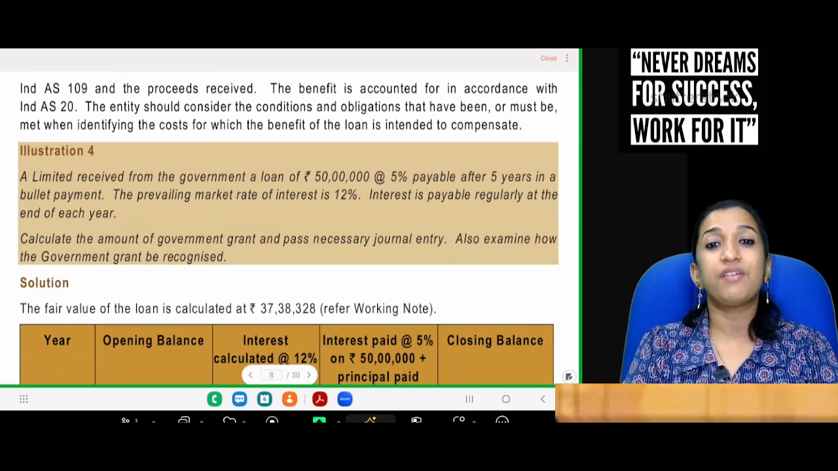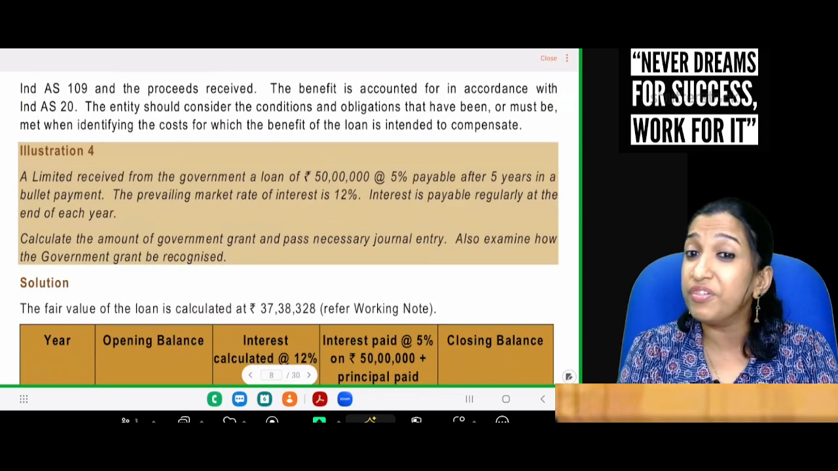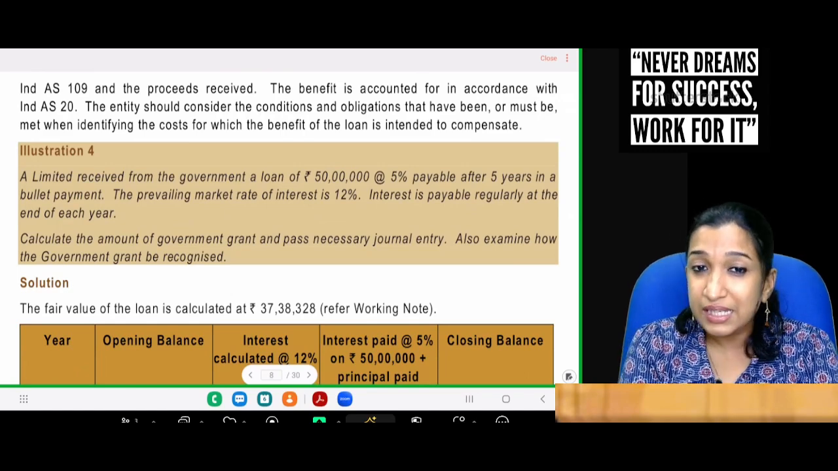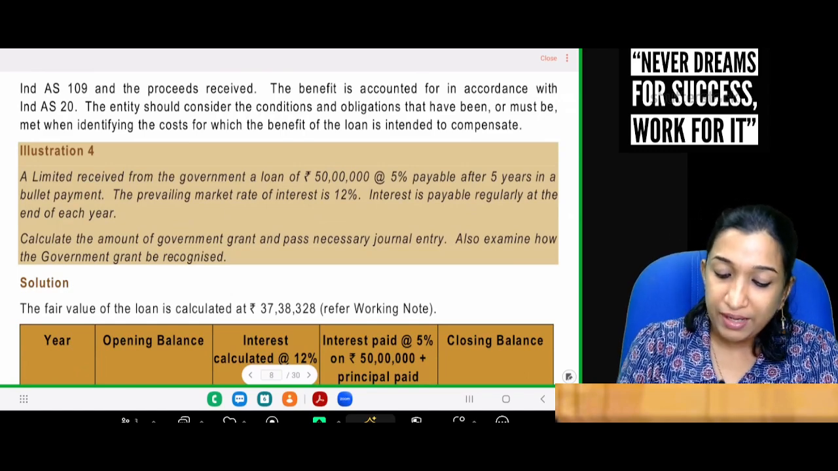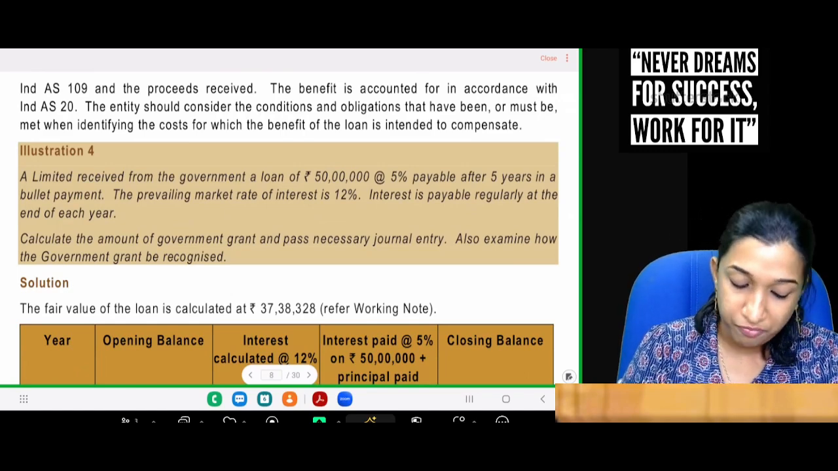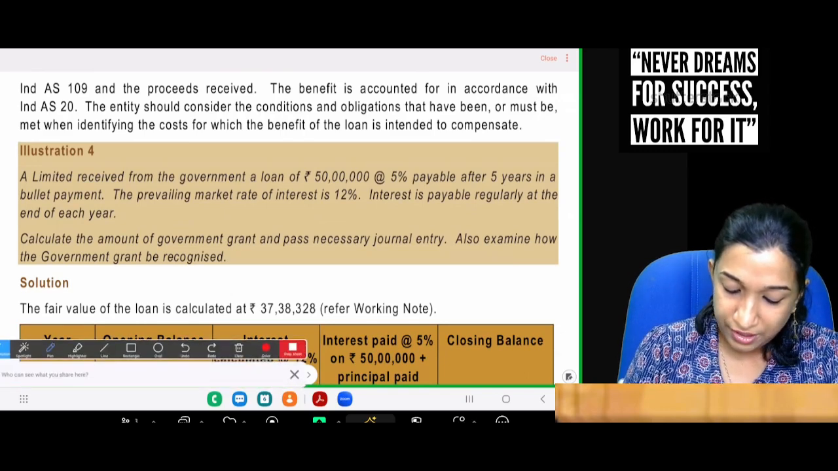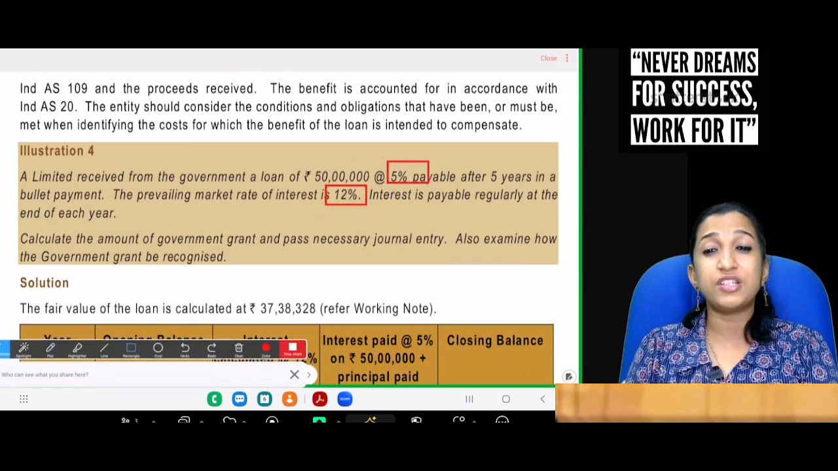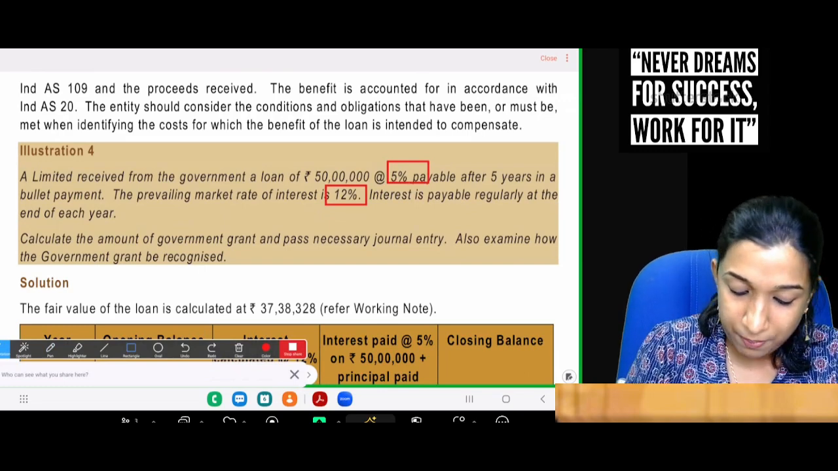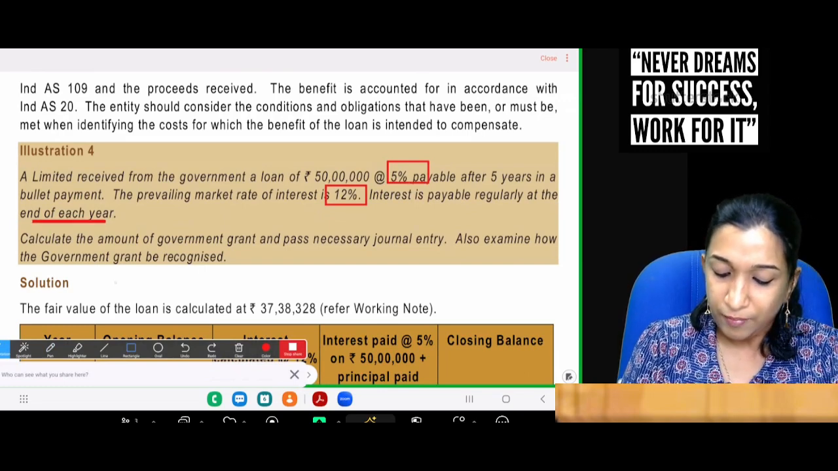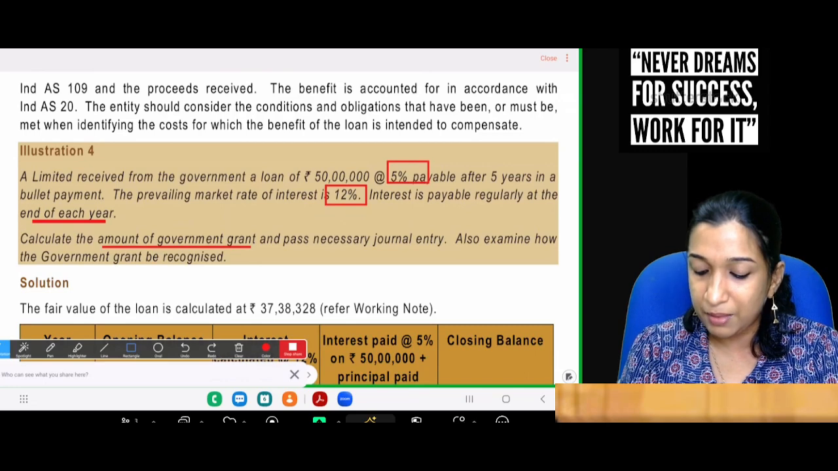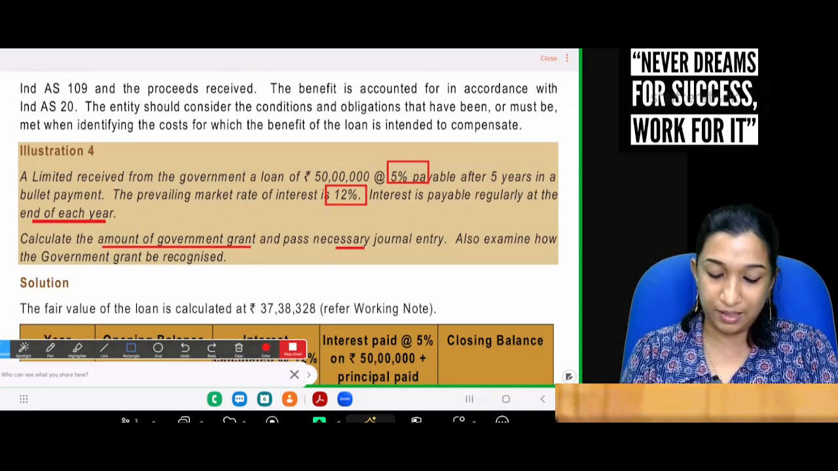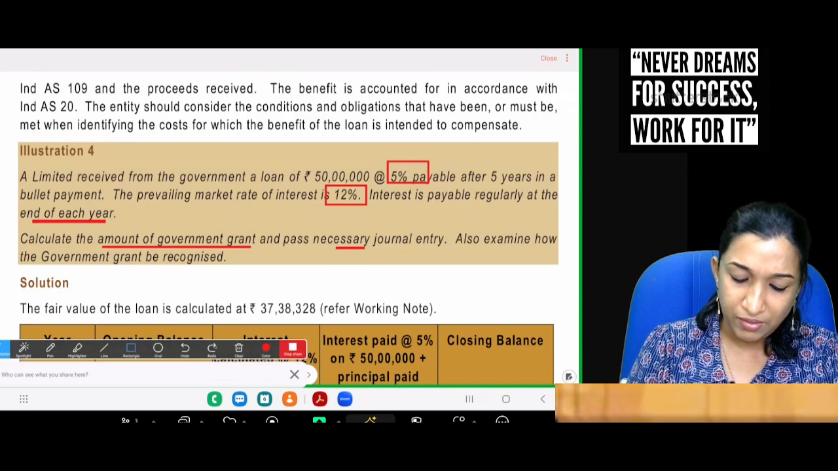Forgivable loan at less than market rate. A Limited received from the government a loan of 50 lakhs at 5% payable after 5 years in a bullet payment. The prevailing market rate of interest is 12%. So actual rate of interest is only 5%, but market rate of interest is 12%. Interest is payable regularly at the end of each year. Calculate the amount of government grant and pass journal entry. Also examine how government grant can be recognized. So how will the government grant be recognized?